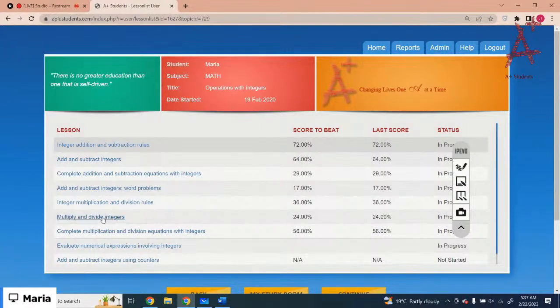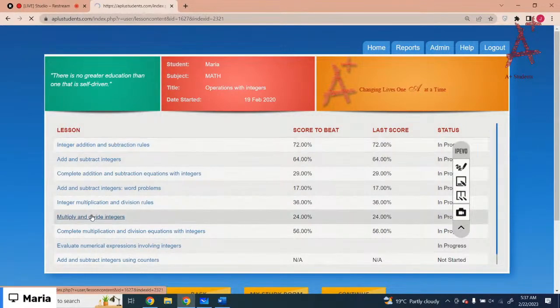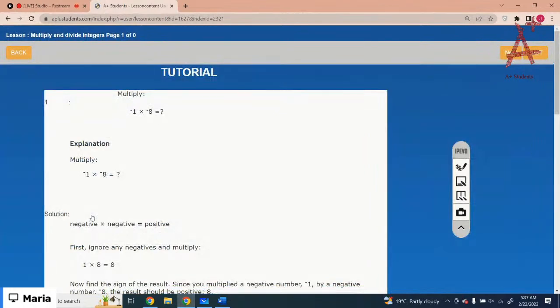The next one is multiply and divide integers. So we have the rule. Now we are going to multiply them. Got it? Okay, the first one is negative 1 times negative 8.